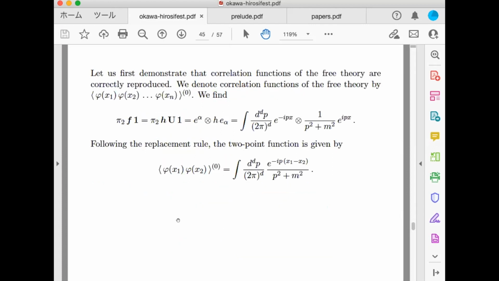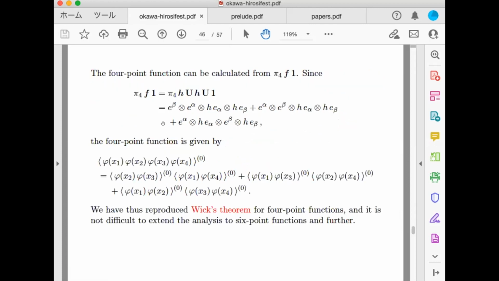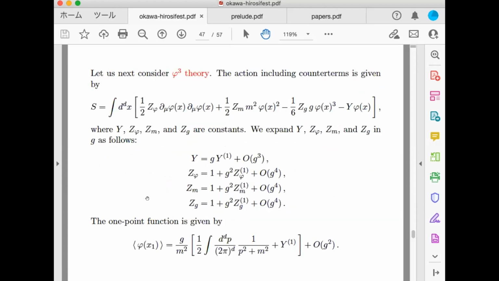So I will not explain the details of the correlation function in this talk, but let's just demonstrate that for the free theory, the 2-point function is given by this, and it has x to x1 times x to x2, and you get these properties. For the 4-point function, we need to calculate this I4 F1. This contains 3 terms, and each corresponds to a product of propagators. It is not difficult to extend this to 6-point functions and higher. Then this is for the free theory.